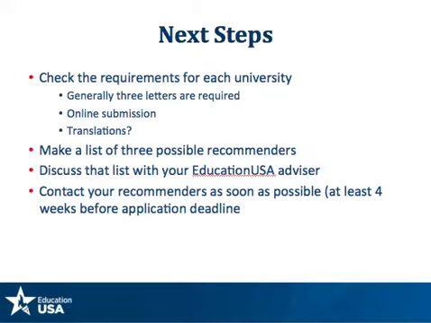Next step is to make a list of 3 or 4 possible recommenders. It's always good to have a backup option, but we know that sometimes it's not. Sometimes you may have 2 or 3 people who are really good. So brainstorm this and then talk it over with your advisor to see what they think.